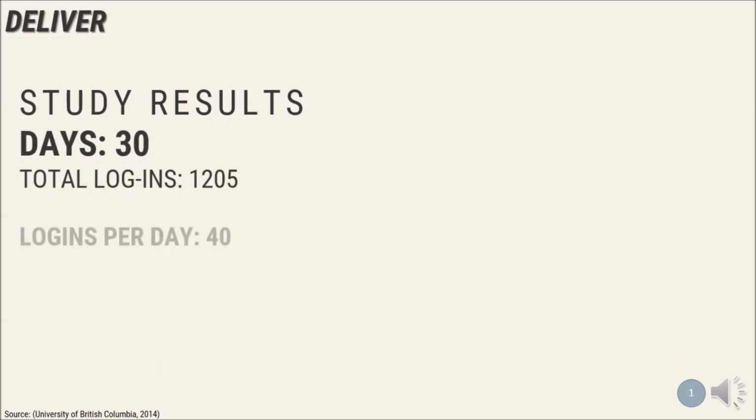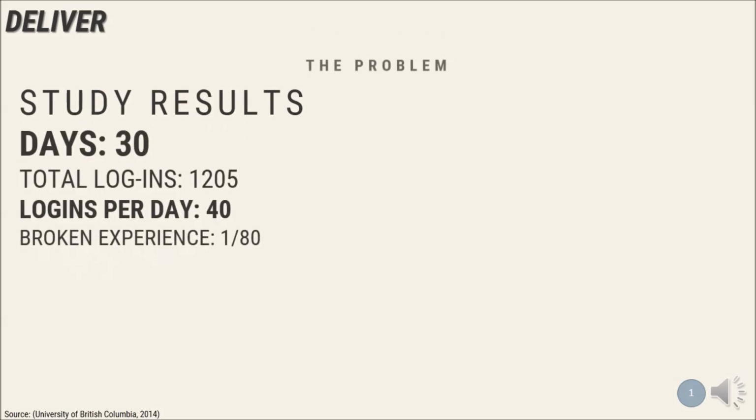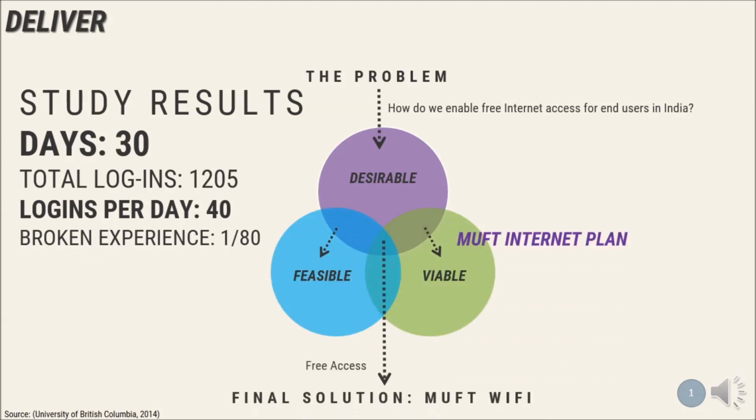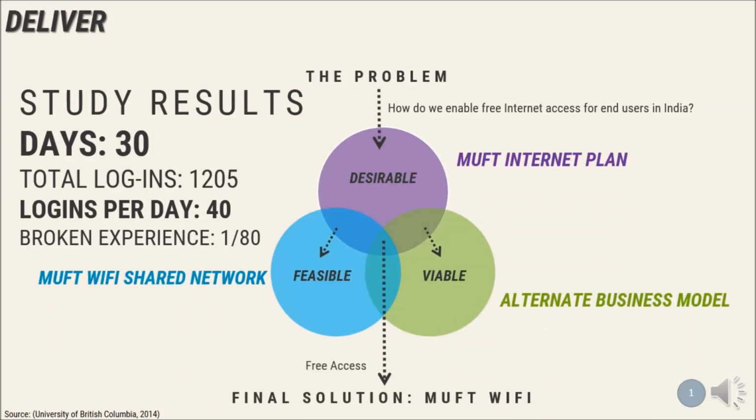In these 30 days, we clocked 1205 logins. That's slightly more than 40 logins per day. This confirmed our hypothesis and suggested that this alternate business model is desirable, feasible, and viable.